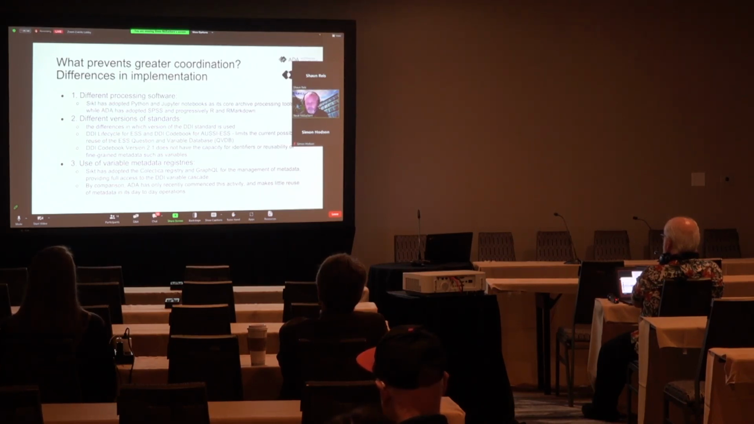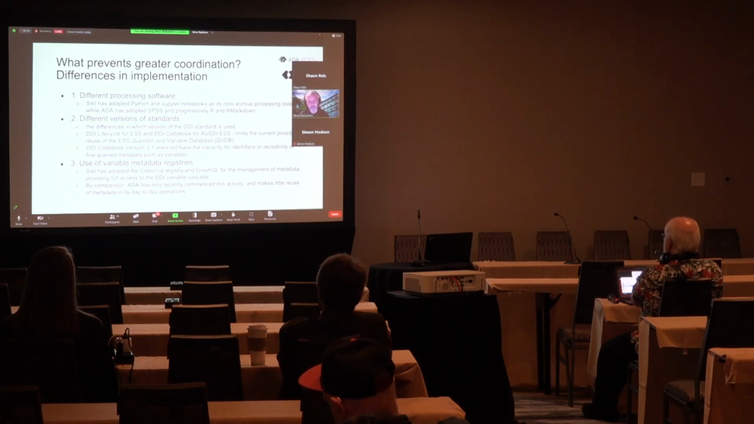The ADA hasn't done this, although based on the experiences we've had, talking to SICT and a number of others in the community, we're starting to implement a registry-based model as well, using Colectica. But up until this point, we've had little capacity to reuse metadata because the infrastructure we have just doesn't have that capacity. So this is where we would like to go in the next stages of the project itself.